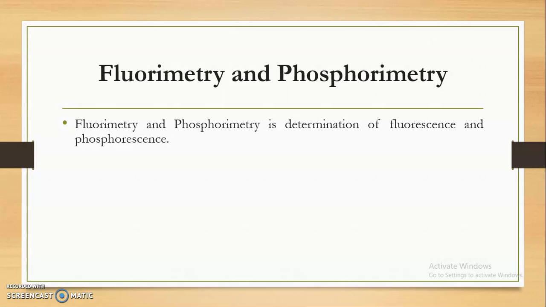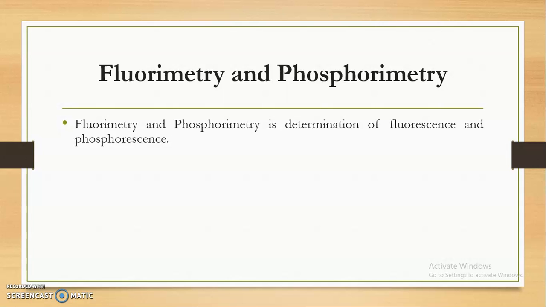Now, what is the meaning of fluorescence and phosphorescence? When a beam of light is passed through a sample, it absorbs a certain amount of energy, and the molecule, or the atoms present in the molecule, go to the excited state. While coming back to the ground state they emit a certain amount of that energy in the form of photons, and this is known as the determination of fluorescence as well as phosphorescence.